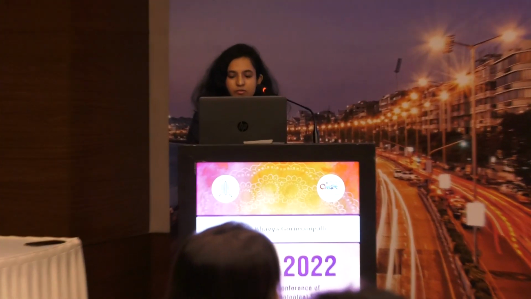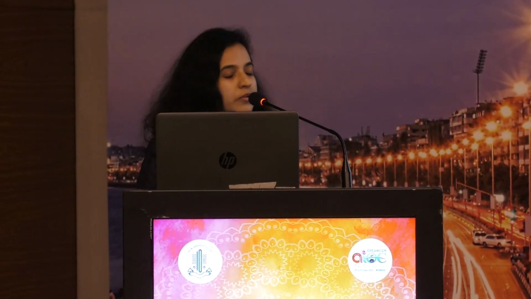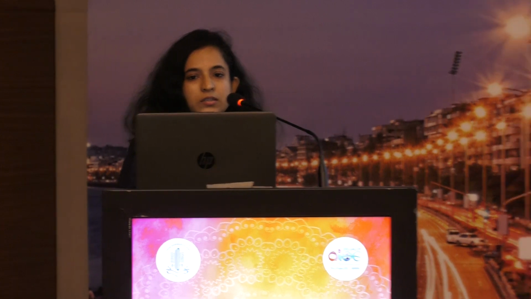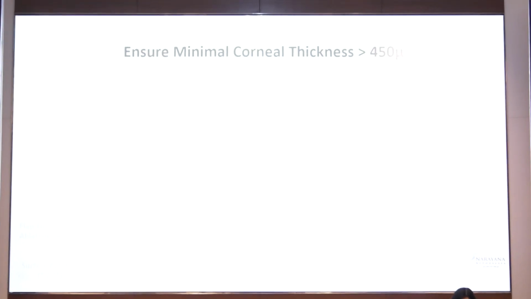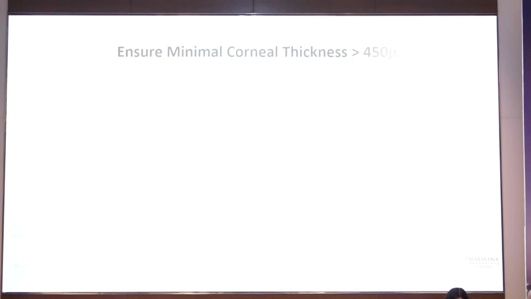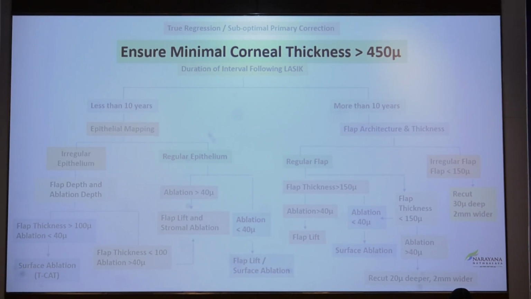Okay. Thank you, AIOC, for this opportunity. So I'll be talking about planning the procedure of retreatment. The first determinant you have to think about before planning retreatment is to ensure a minimum corneal thickness of more than 450 microns. So any planning of retreatment post LASIK, you can proceed only after this checkpoint.